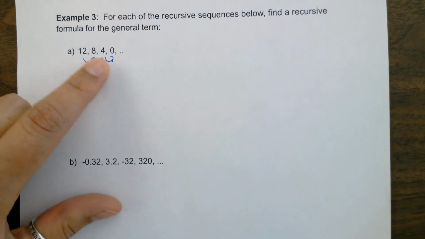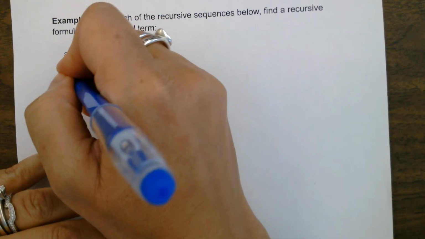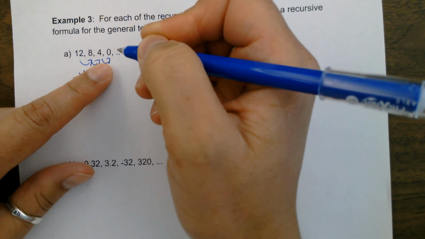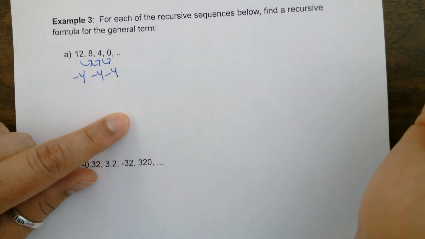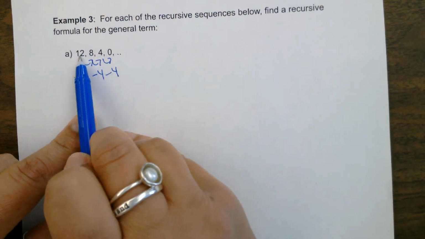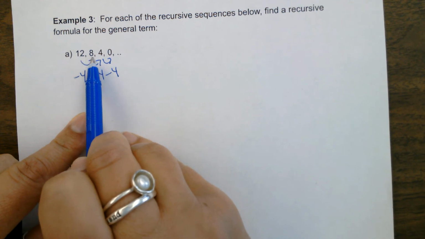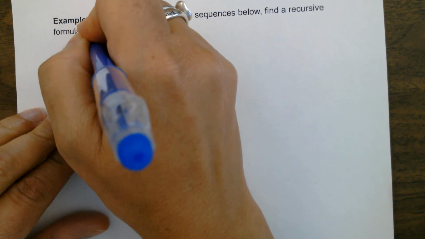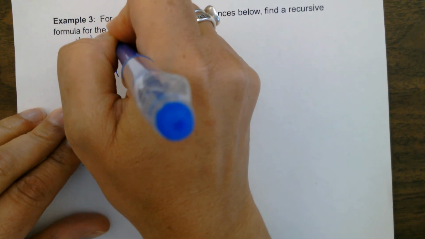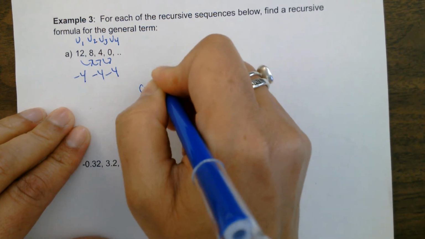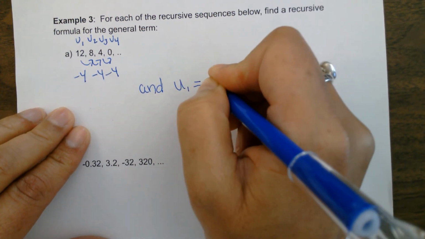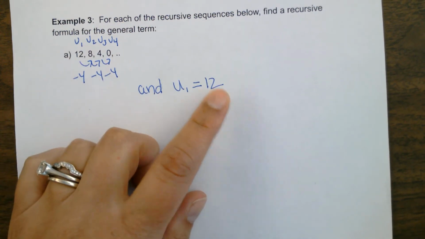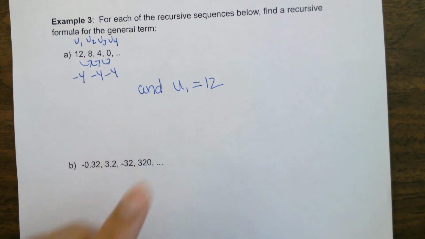Let's look. 12, 8, 4, 0. I have a feeling that we're decreasing by 4. 12 minus 4 is 8, minus 4 is 4, minus 4 is 0. So what we're doing to this previous term to get to the next term is minus 4. This is our u sub 1, u sub 2, u sub 3, and u sub 4. So when we write the general form, we're going to put u sub 1, this first term, is 12.